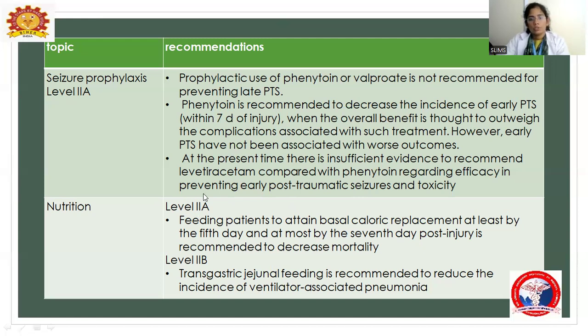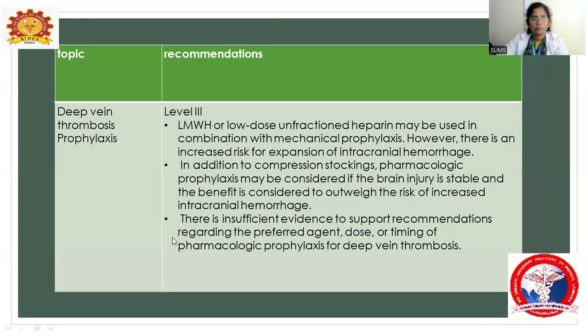Okay. So, nutrition: feeding patients to attain basal caloric replacement at least by the 5th day and at most by the 7th day post-injury is recommended to decrease mortality, at level 2B, level 1A, level 2B, or the level of evidence. Okay. Transgastric jejunal feeding is recommended to reduce the incidence of ventilator-associated pneumonia.